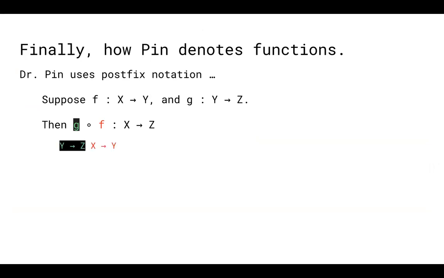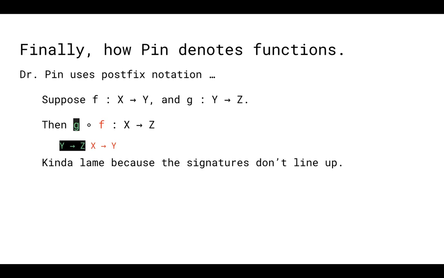Because g goes from y to z and f goes from x to y. So geometrically, it looks bad because you're like, well, I started here in y, I went to the right, ended up in z, and then wait, what happened? I'm somehow in x. It doesn't really line up visually. So there's a way we can write it where it's going to visually line up, which is sick. That's kind of lame because the signatures don't line up. If you don't know what I mean, don't worry, you'll see in a second.